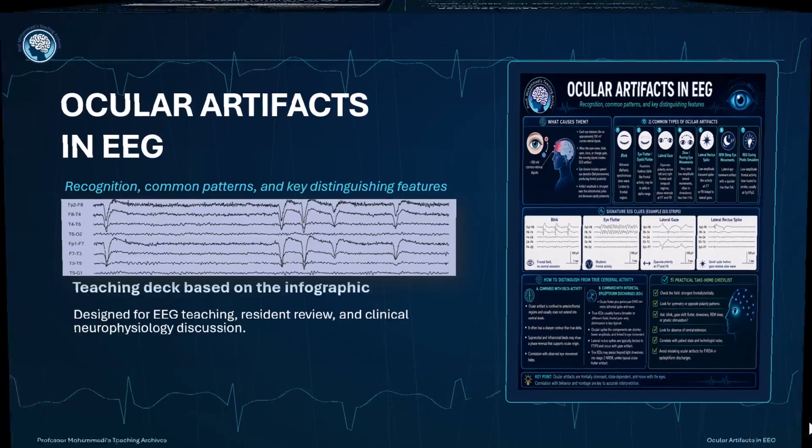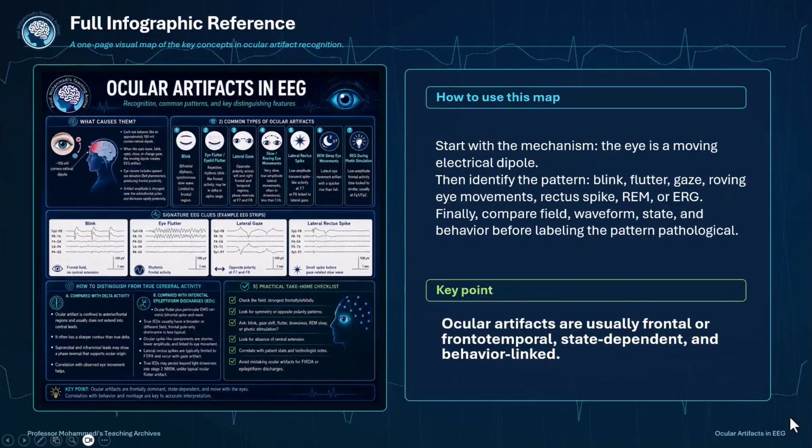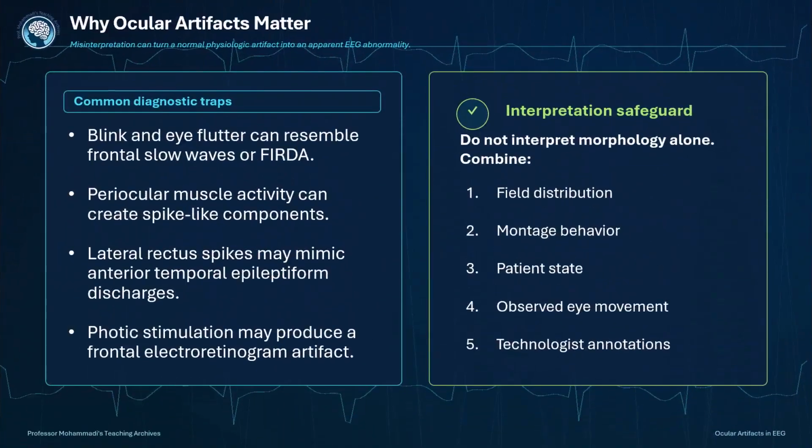Next slide, please. This visual map gives us the whole framework before we examine each pattern in detail. Ocular artifacts are not simply random noise. They are physiologic signals generated by eye movement, eyelid activity, and retinal responses. Once we understand the mechanism, the individual patterns become much easier to recognize and less likely to be overcalled as pathology.